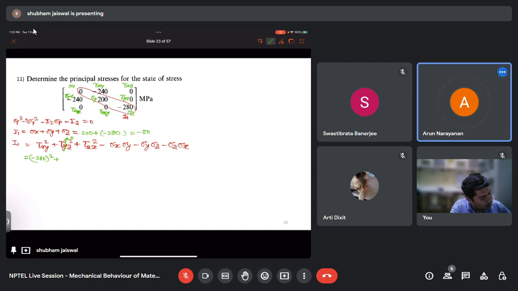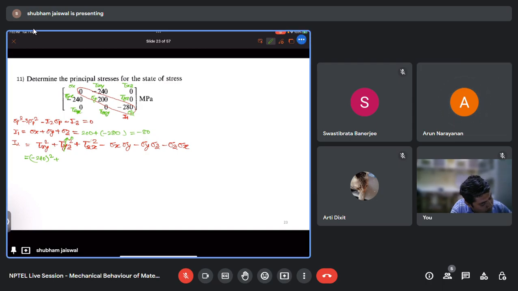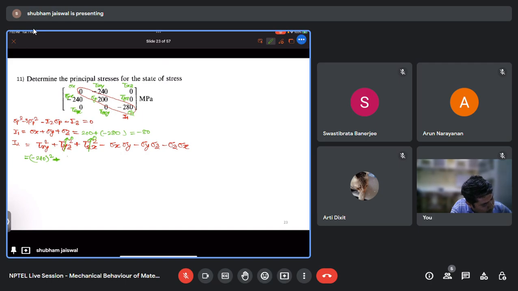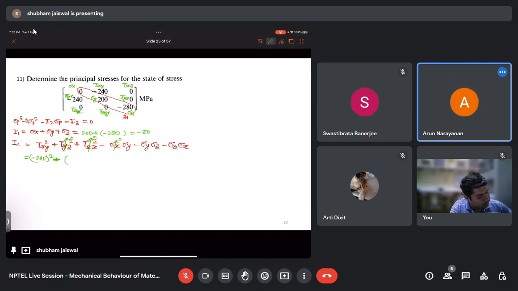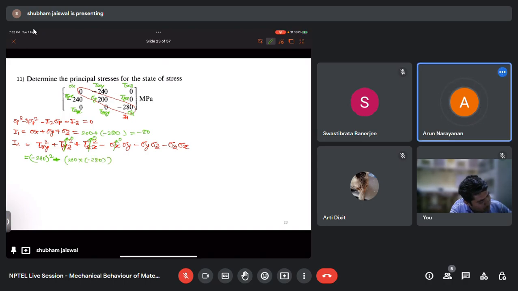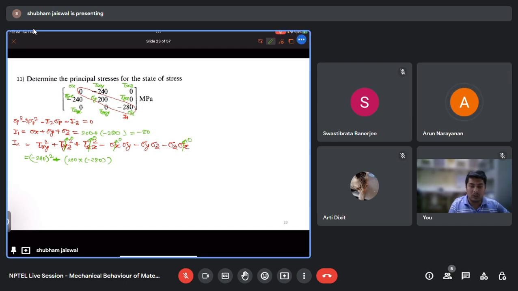Tau zx is 0. 0 plus, or here we have minus sign. Okay, so minus sigma x into sigma y. Sigma x is 0. Here sigma y into sigma z. So here we have 200 and minus 280. And here sigma x is also 0. So I2 comes out to be, what is the value of I2?